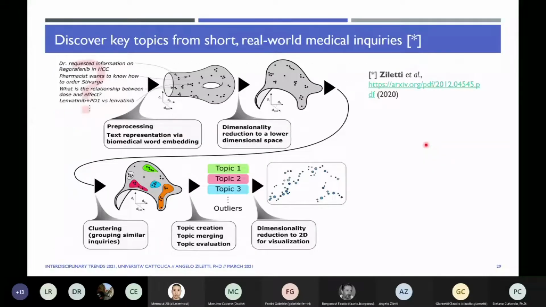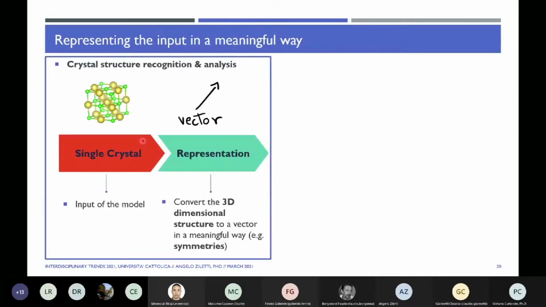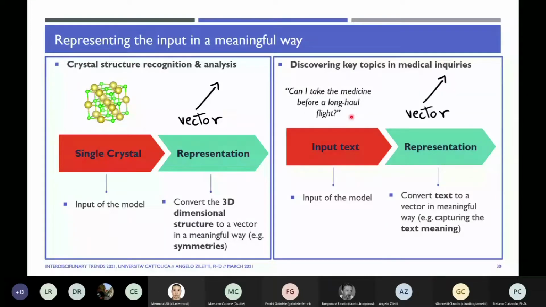So the idea here is you have the medical inquiries, and you apply preprocessing, where you say, okay, now I have a text and I want to represent it and make it into a vector that makes sense. It's very similar to what we've done before. We had a single crystal, and we represented that in a vector. We want to do the same with text. The computer doesn't understand text, but it understands vectors. So you will have this mapping and this representation. Back then it was based on physical properties. Now it will be completely based on deep learning.